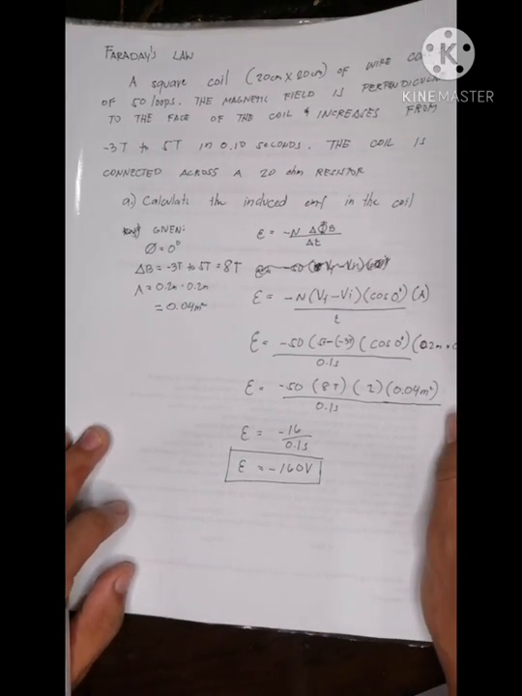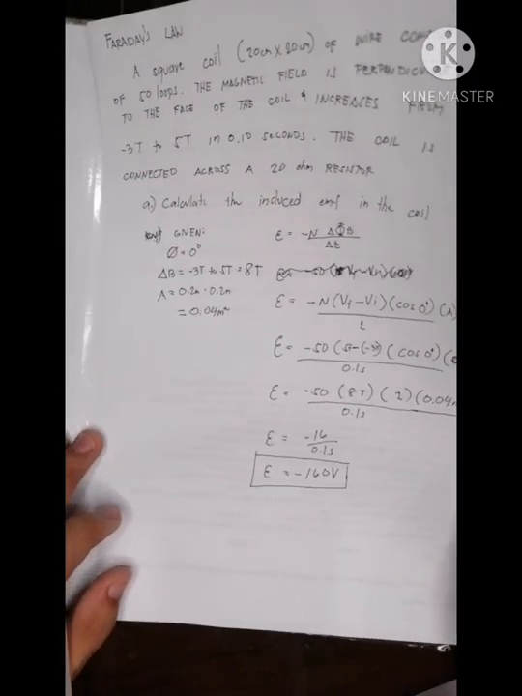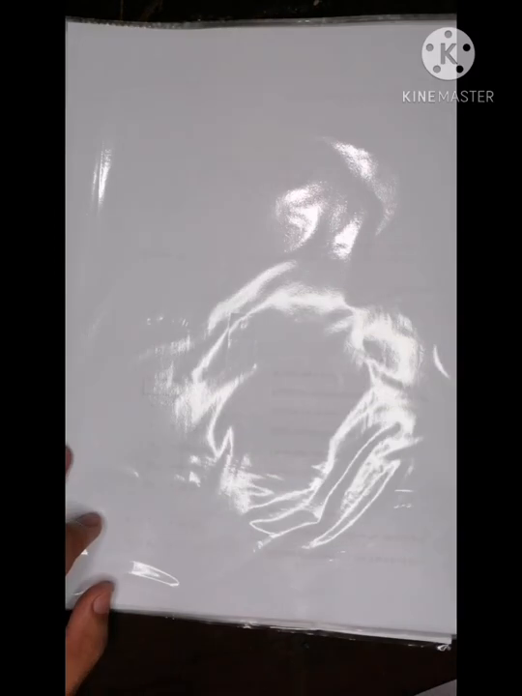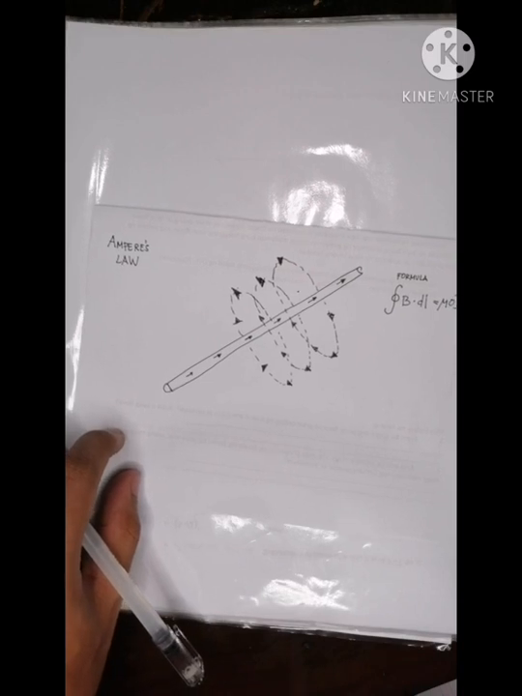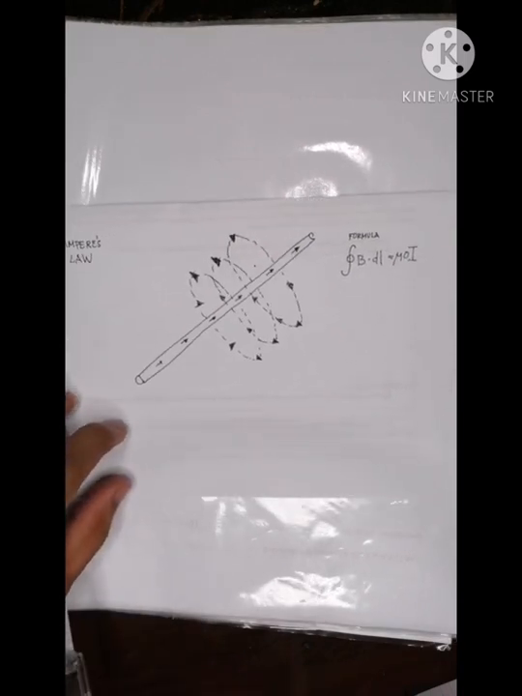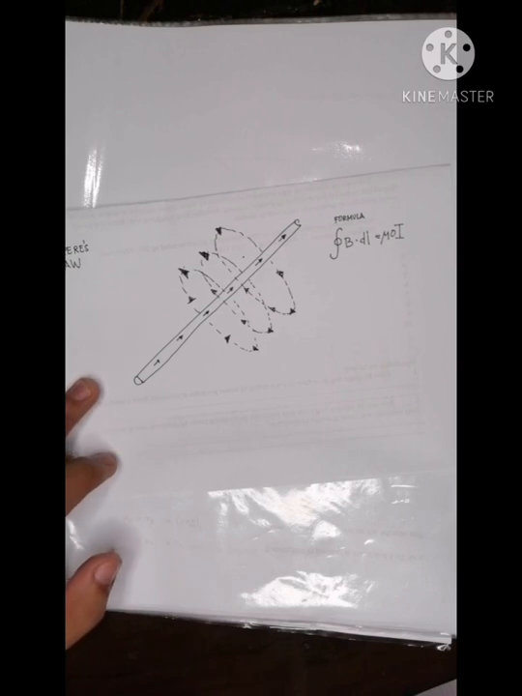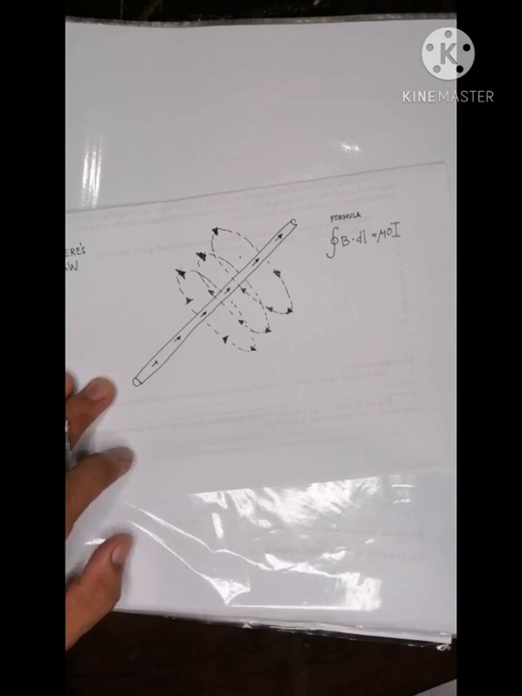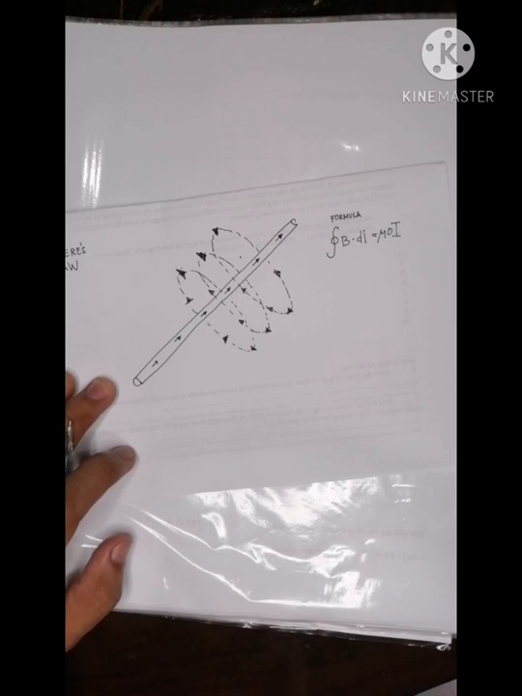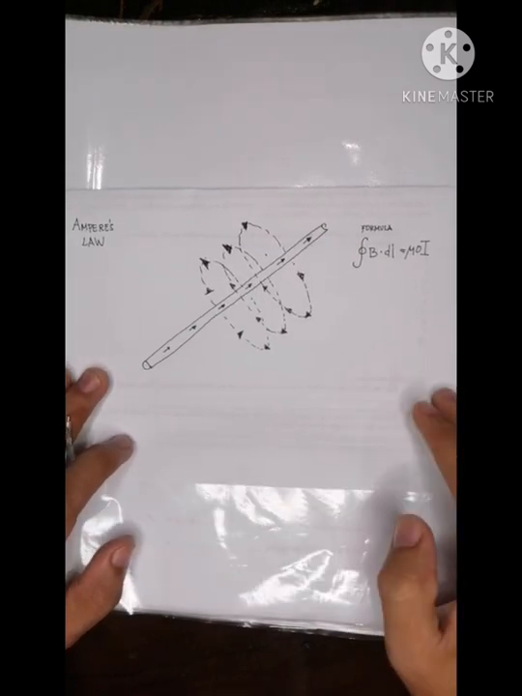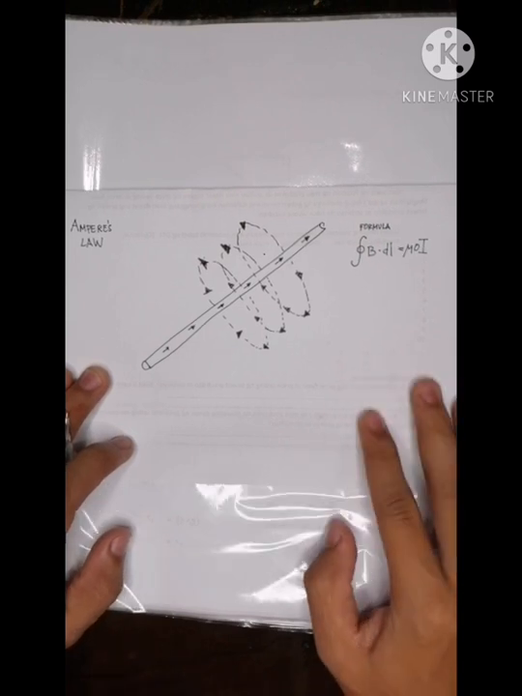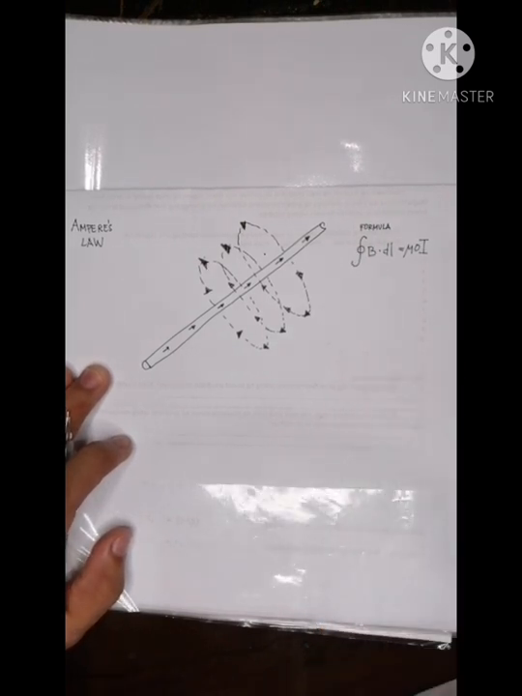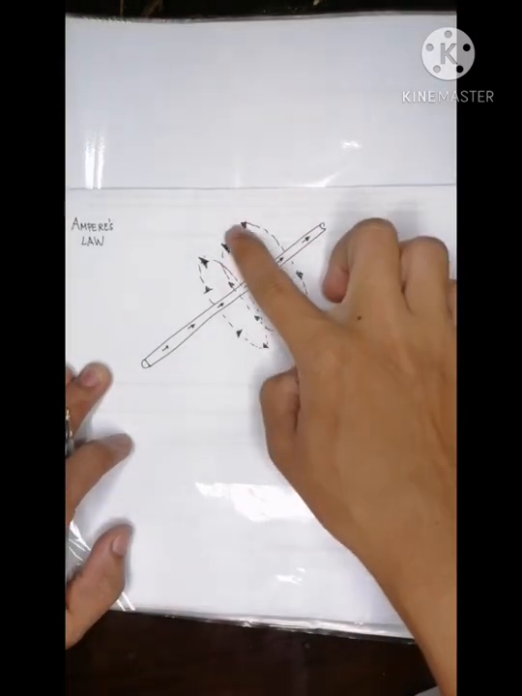So that's all for Faraday's law. We will proceed to Ampere's law. In Faraday's law, the changing of magnetic fields produces electric flux or electromotive force. Now in Ampere's law, currents and changing electric fields create magnetic fields around a path surrounding the wire. This is the magnetic field.